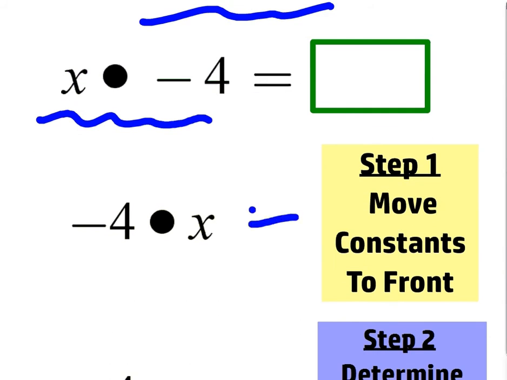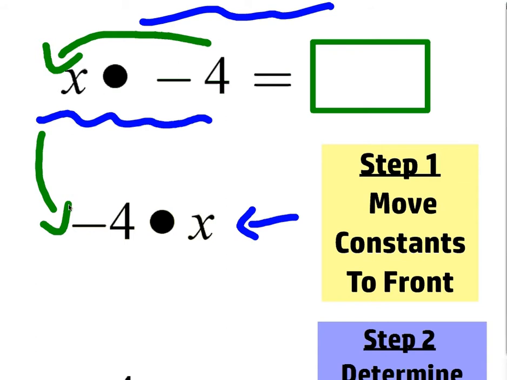Step 1, we're going to move the constants to the front. Now, in this particular case, we're going to take the negative 4, because it's a constant, and move it to the front. And when we do that, we end up with negative 4x. Remember, x is a variable. It changes. It could be any number. Negative 4 is always negative 4, so we're going to put that out front.